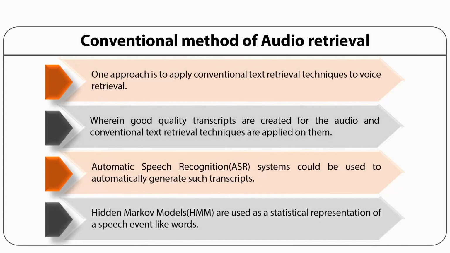A hidden Markov model is a statistical representation of a speech event like a word. Model parameters are trained on a large corpus of labeled speech data. Once a trained set of HMMs is generated, query speech can be matched to find the most likely model sequence, that is the recognized words.